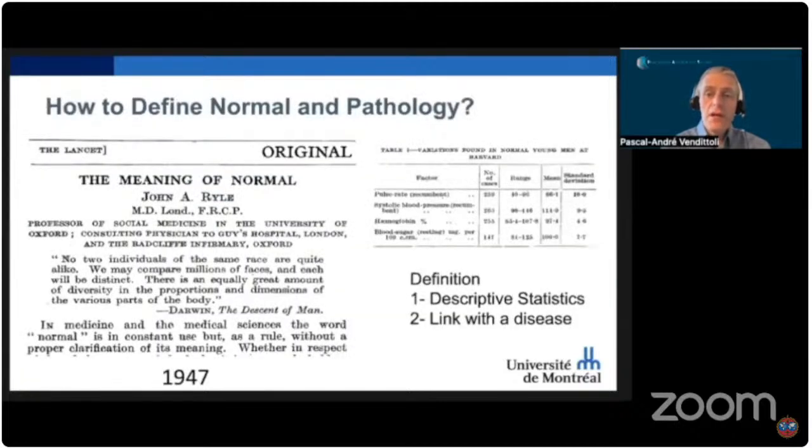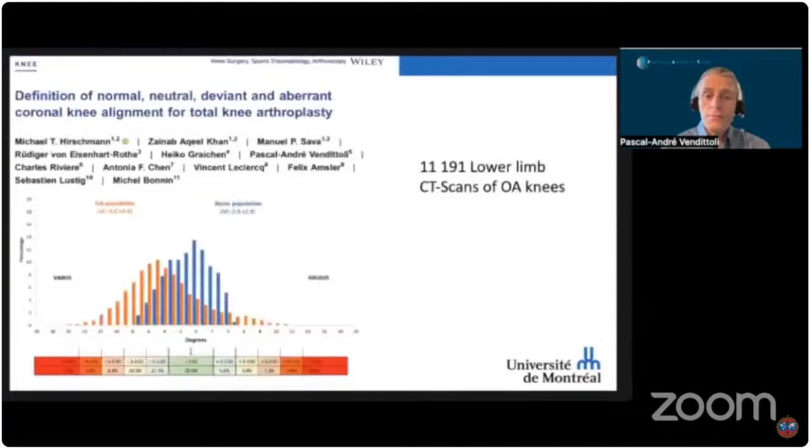We've been thinking about this for a long time, and we are far behind in orthopedic surgery. I found this paper published in The Lancet in 1947. How can we define what is normal? First, we can look at the statistical distribution of the values. Secondly, we can only consider values to be abnormal when they are linked to a disease process or a dysfunction. Let's start by looking at the statistics.